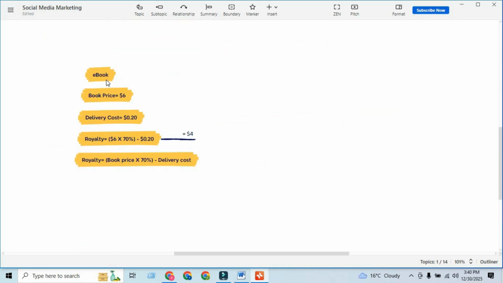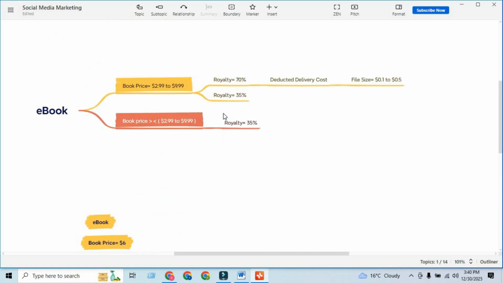For example, suppose you publish an ebook, book price $6, delivery cost 20 cents, then your royalty will be $4. That means royalty equals book price times 70% minus delivery cost. The remaining 30% is kept by Amazon as profit and maintenance cost. So, after deducting the delivery cost, the remaining amount is what you actually receive.